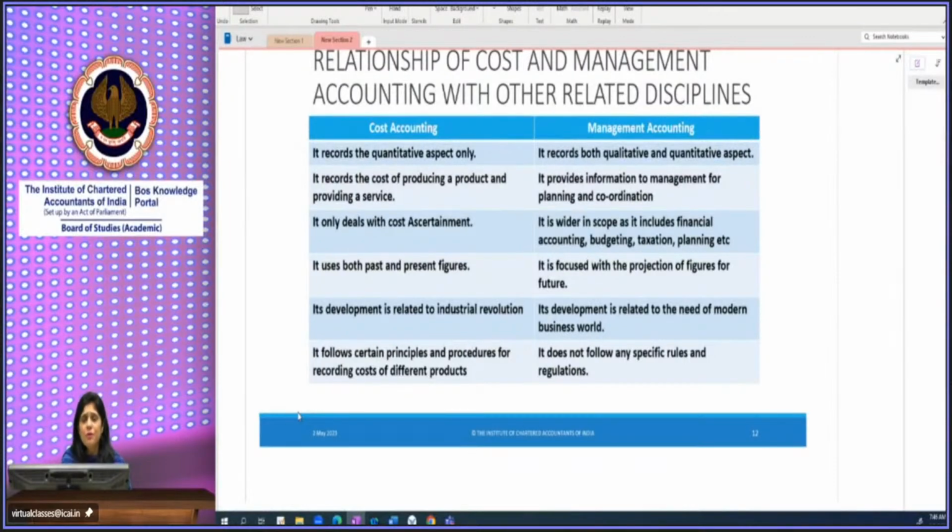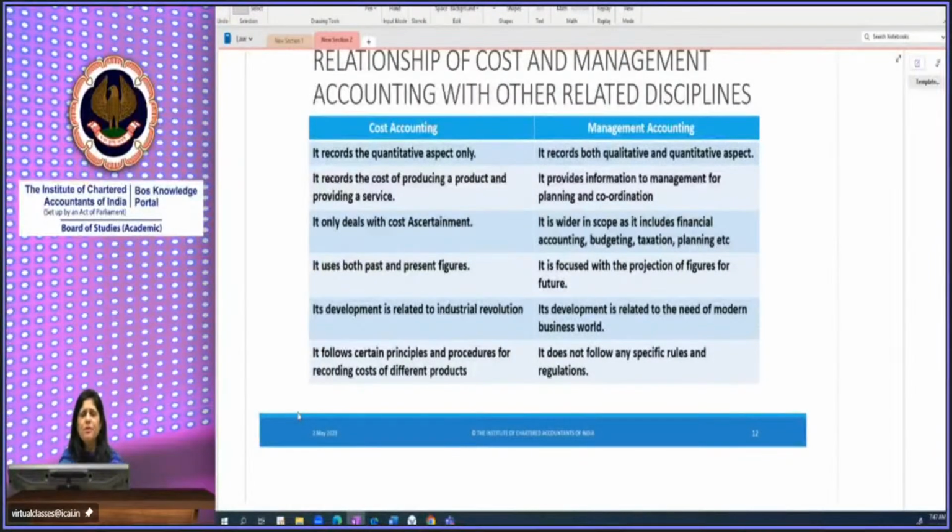Cost accounting development is related to the industrial revolution, meaning that cost accounting is coming from bygone years when it was important to calculate the cost. But management accounting has achieved its relevance in the modern business world only. Earlier, decision making was not considered to be that important, but now decision making is as important as other numericals or other financial data. So decision making is now the crux of any organization. So it has achieved importance lately, but cost accounting is coming from bygone years, since when businesses started.